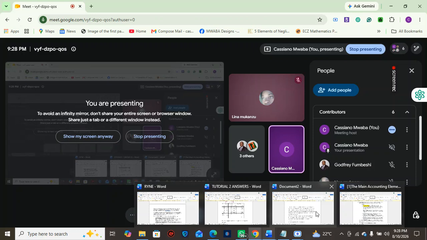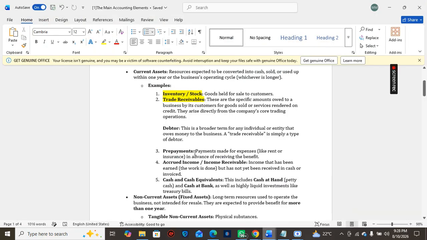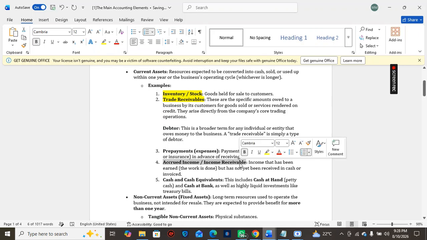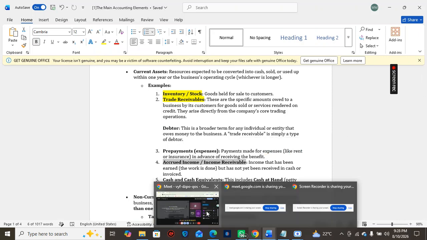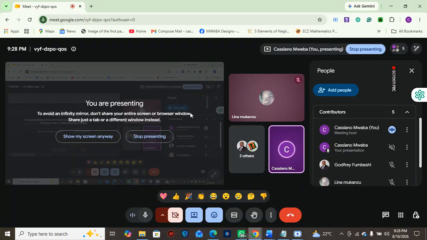Colleagues, you have to put prepaid expenses. Then you've got accrued income or income receivable. This is where you now have been paid in advance by somebody. Oh, no, wait, that's prepaid income. Accrued income.